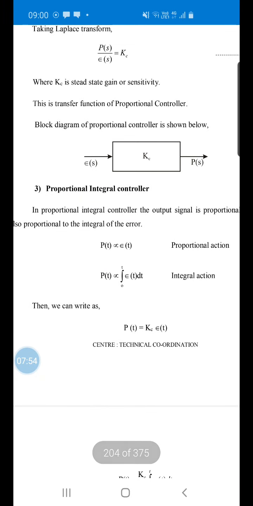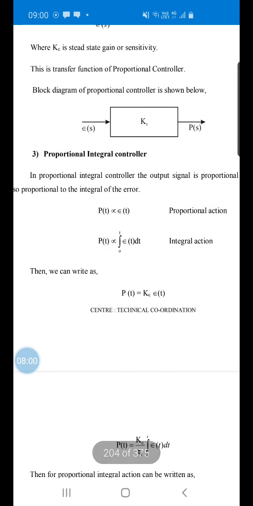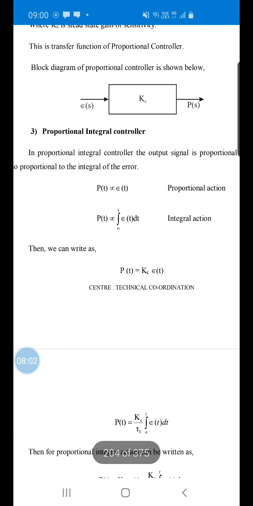Now if the integral action is added to the proportional, it becomes a proportional integral controller. So both actions are added. You can see the proportional action where P(t) is proportional to ε(t), and the integral action where P(t) is proportional to the integration of ε(t).